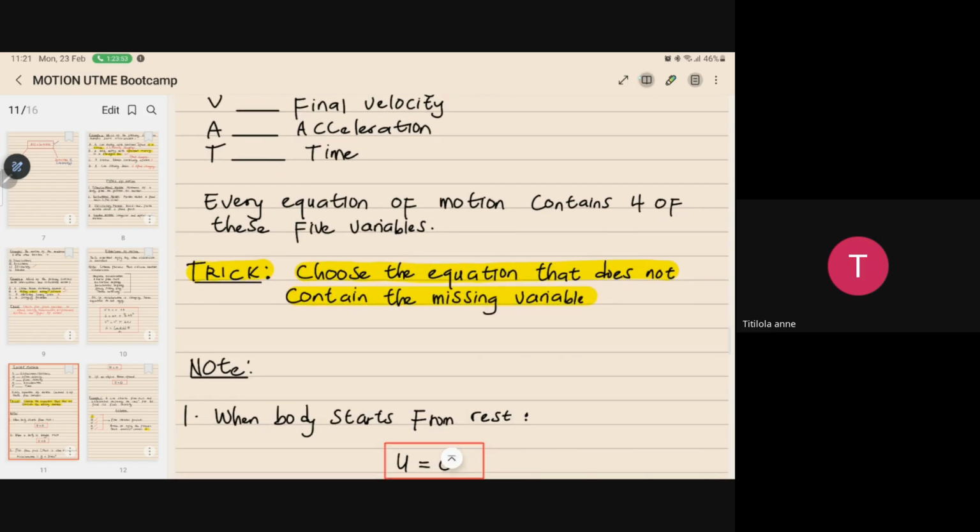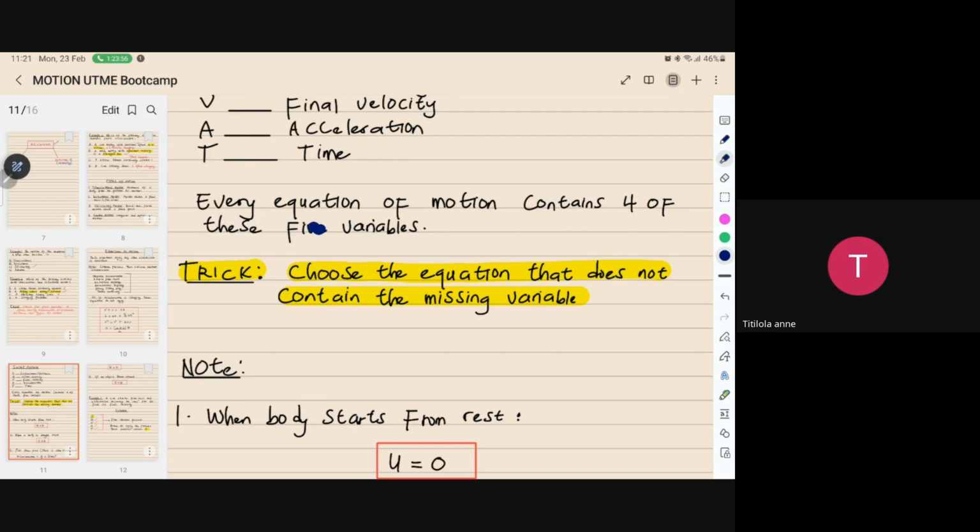Now, take note of this: every equation of motion contains 4 of these 5 variables. There are 5 of them, but every one of those equations contains only 4, so one of them is always missing. You cannot have all 5 variables in one equation. None of the 4 equations has all 5, so each will always lack one of them. Do you understand what I just said? Give me a thumbs up if you understood. Yes, those equations will always lack one variable. Susan, look at what I'm saying.